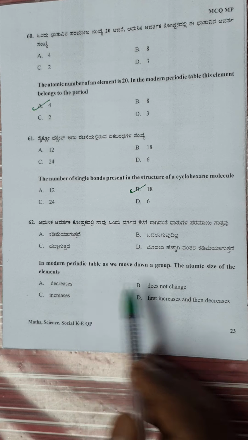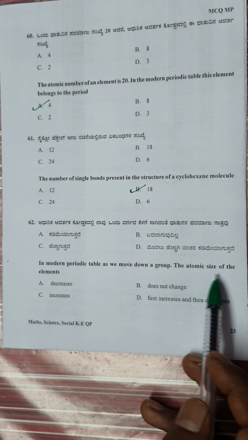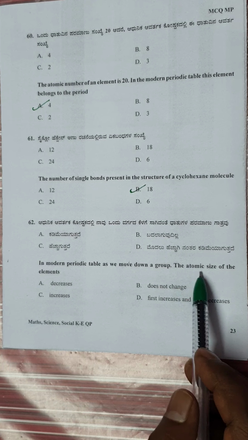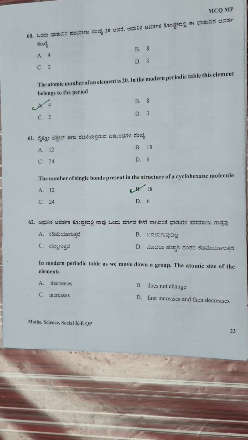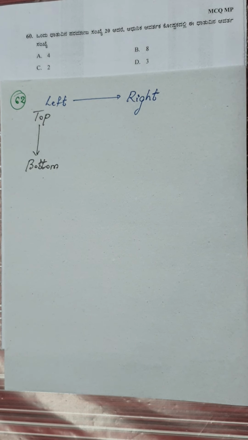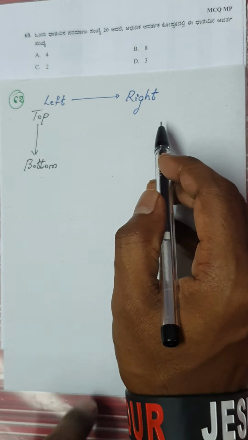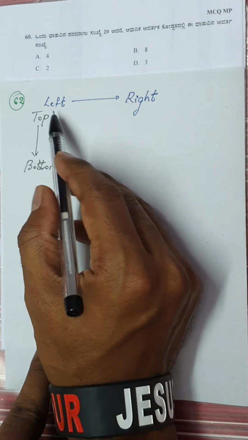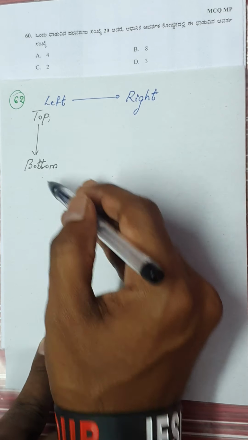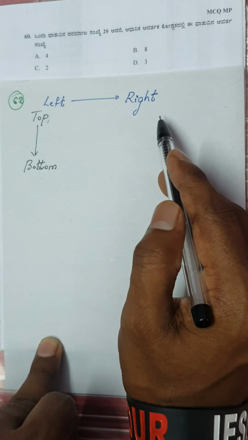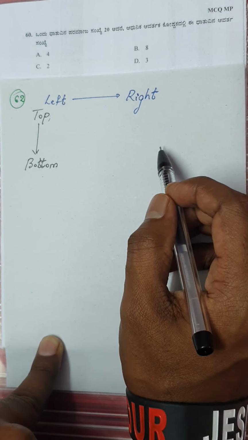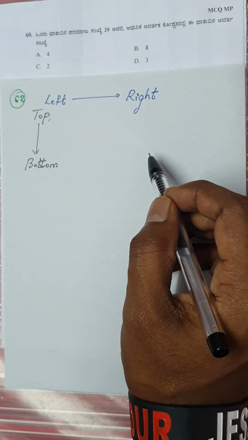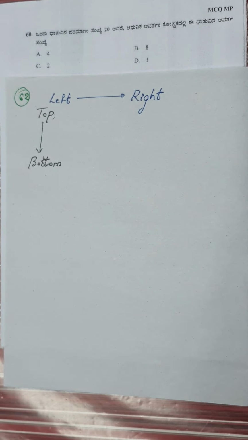I want to find out what happens to the size of the atom, that is the atomic size of the element, when it is moving down the group. So just look at this scenario. Dear students, in the modern periodic table, not just the size of the atom, there are many parameters. You have to know what happens when it moves from left to right and when it moves from top to bottom. The parameters like atomic size, electronegativity, valency of an electron, metallic characteristics and non-metallic characteristics, and all such things. You should know it. But in this question, they have asked you the atomic size.